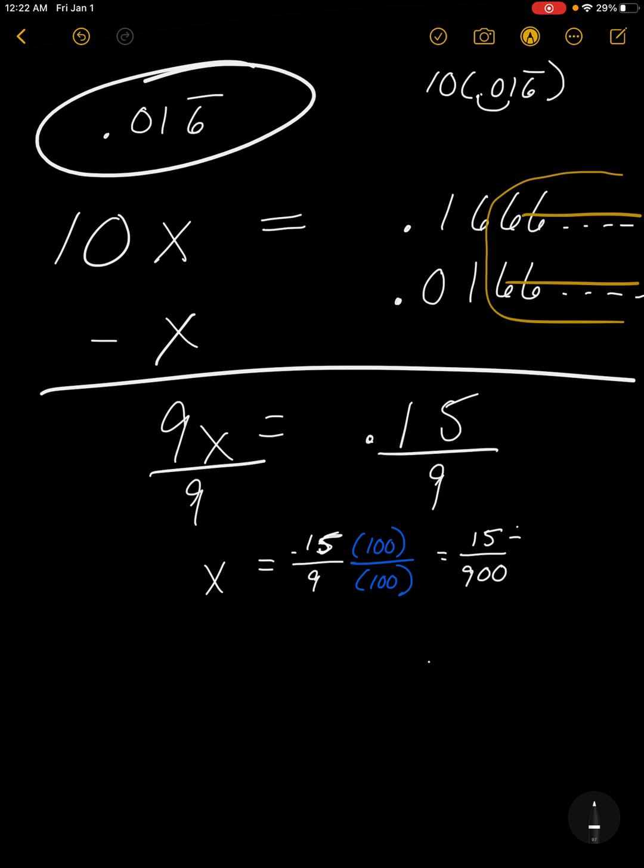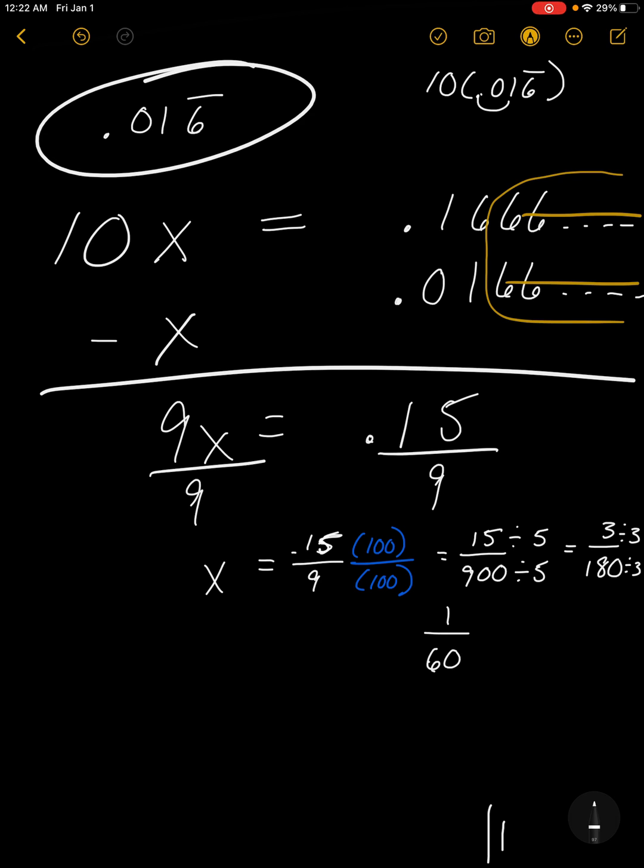Well, 15 over 900, at least a 5 would maybe go in there. Okay, so 15 divided by 5 is 3, and 900 divided by 5 is, let's see, 180. I can actually go again. I should have done it by 15, but I didn't know that at the time. So divide that by 3 again. You're going to get 1, and then 3 goes into 18, 1/60th.